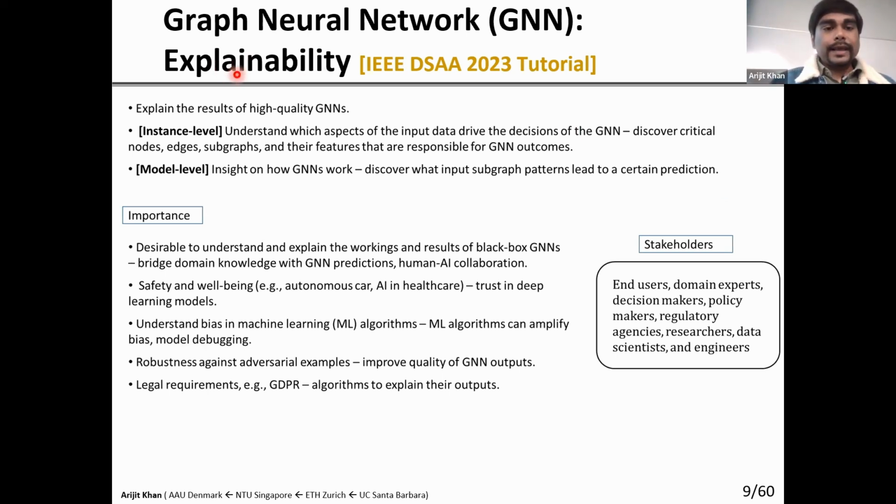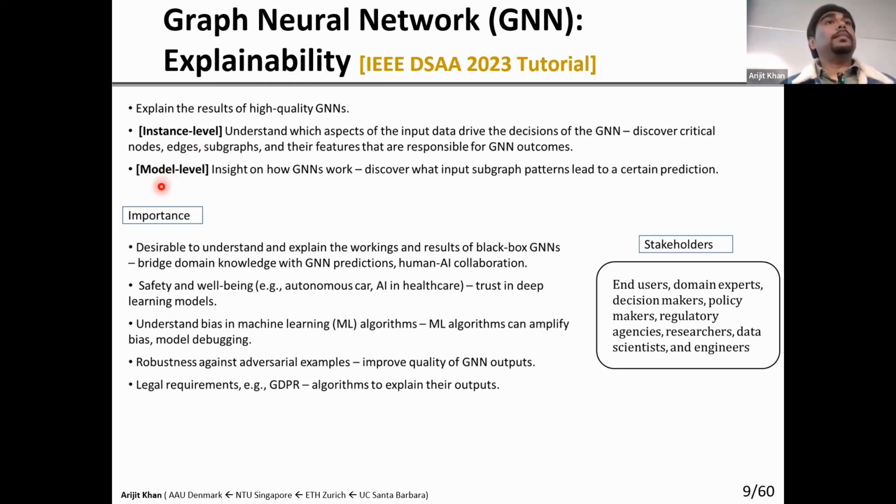Okay, so about explainability of graph neural networks, it simply means these graph neural networks are black boxes. They are end to end. So we want to explain their good results to domain experts. And this can be done at the level of individual instances. For example, I have a test node and I classify it. Now I want to understand why it is classified as malicious.